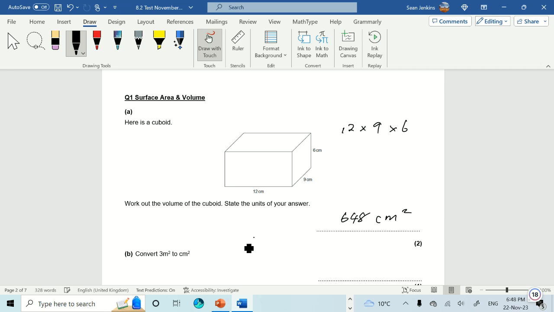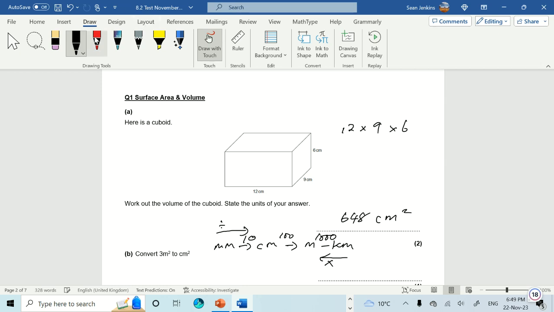In part B, it says convert 3 meters squared to centimeters squared. Well, what we need to know is our smallest unit of metric measure, which is a millimeter, and then it's the centimeter, then meters, and then kilometers. When we're going from small to big, we always divide. Millimeters to centimeters is 10, centimeters to meters is 100, and meters to kilometers is 1000. When we're going the other way, we do the inverse, which is multiply.